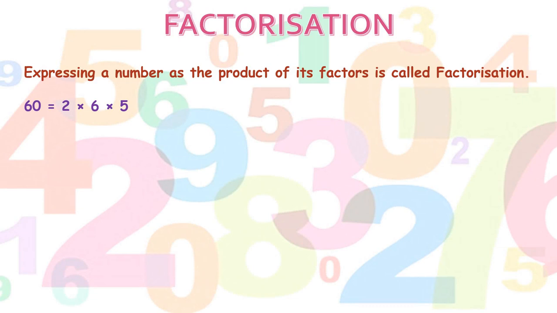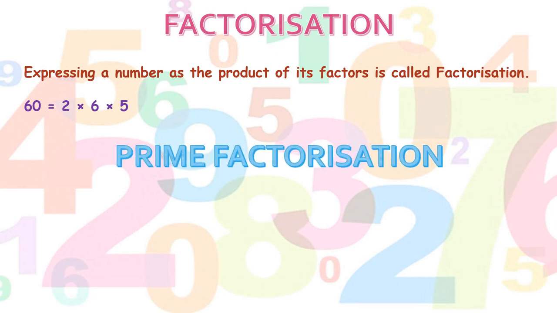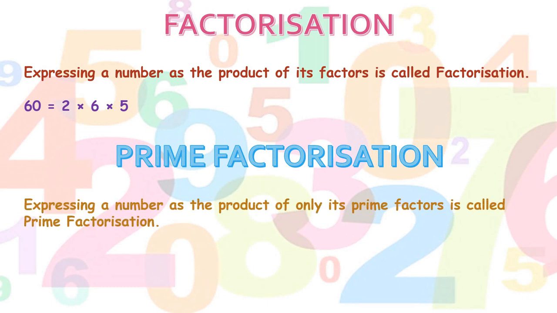Alright, now we come to prime factorization. What is prime factorization? Expressing a number as the product of only its prime factors is called prime factorization. Like we take the same example, 60 is equal to 2 into 2 into 3 into 5.